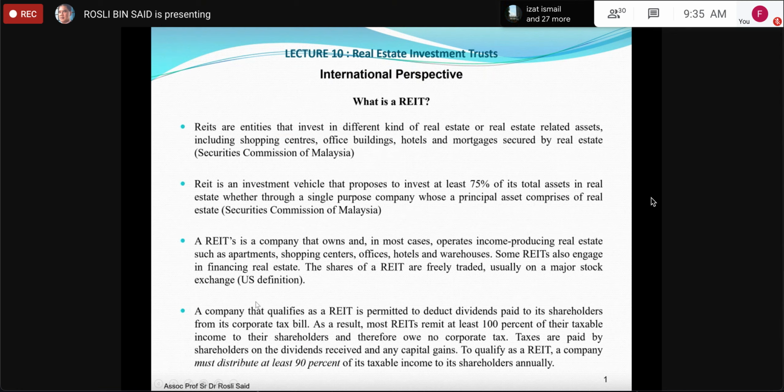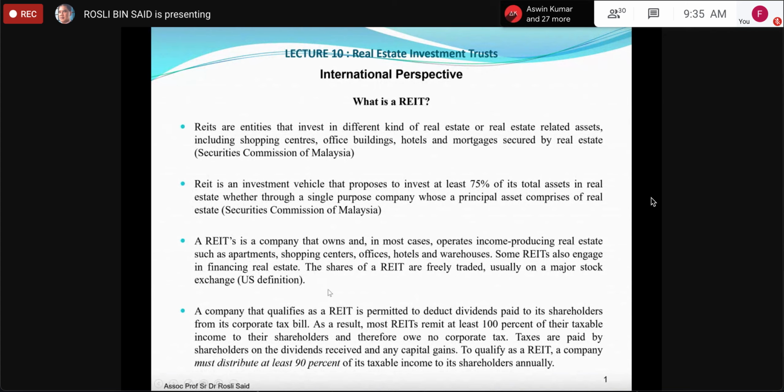So a REIT is an investment vehicle that is proposed to invest at least 75%. These are the rules from the international perspective: it must invest at least 75% of its total assets in real estate. That means of all the assets they have, 75% must be real estate. Otherwise, they are not entitled to be a REITs company, whether through a single purpose company whose principal asset comprises real estate. This is also a definition given by the Securities Commission.